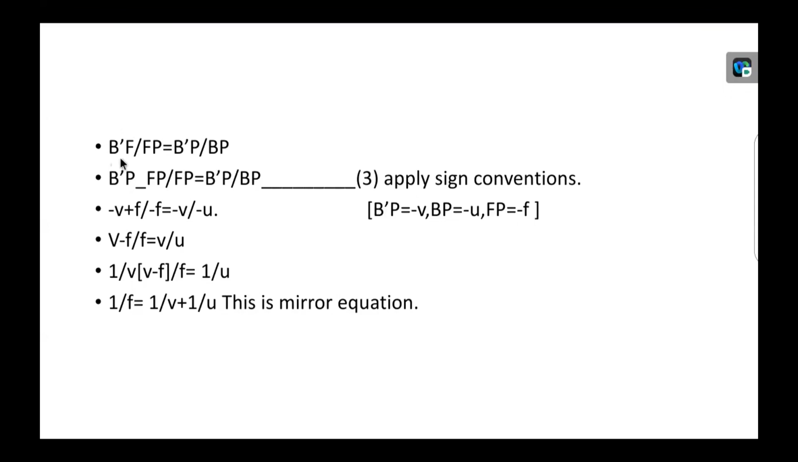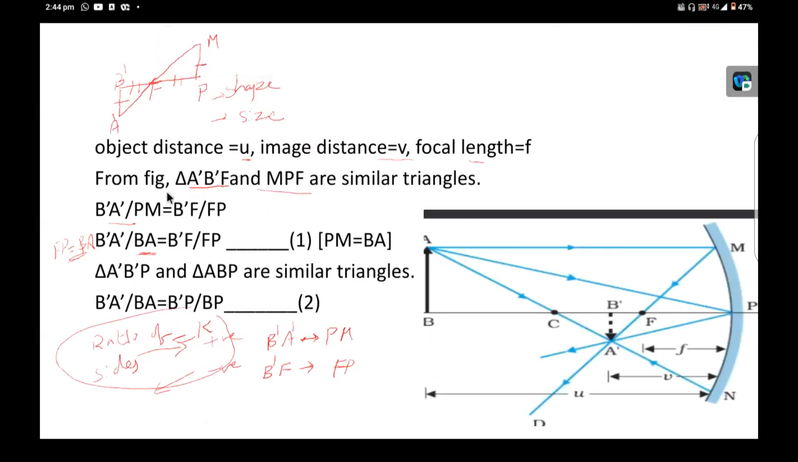ఓకే ఓకే. Here we have equated the two equations in LHS. In LHS we have got here in equation 1 B dash A dash by BP and B dash A dash by BA. These two are equal. If these two are equal, we can write RHS are also equal. If LHS is equal, RHS also equal. From these two equations, equation 1 and equation 2, I am going to equate RHS side, that is B dash F by FP equal to B dash P by BP.